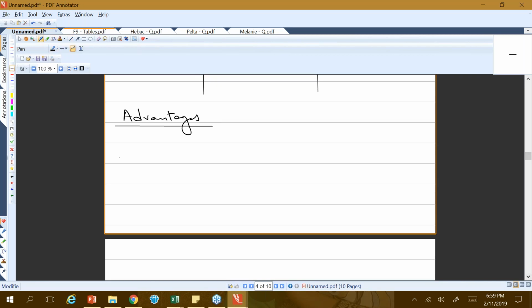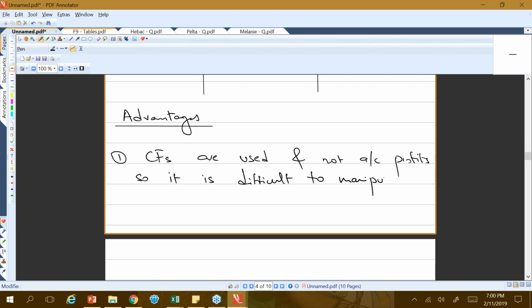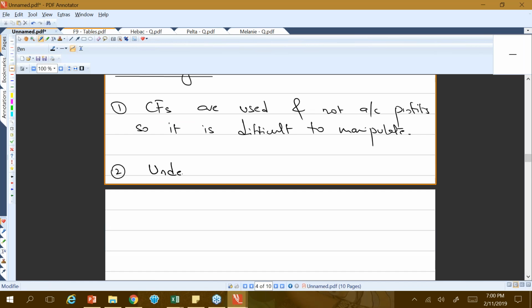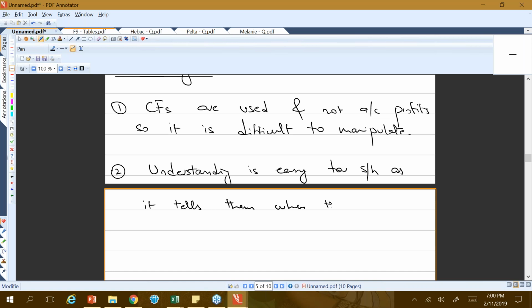The first advantage here is that the cash flows are used and not the accounting profits. So it is difficult to manipulate. Number 2, the understanding is easy for shareholders as it tells them when they receive their investment. So it's a simple measure for the shareholders to understand.